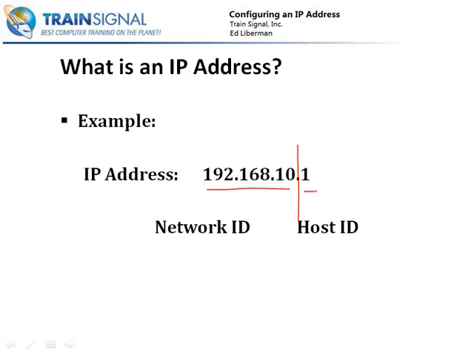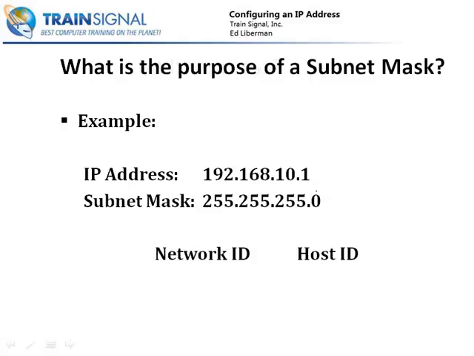There's no way to know for sure until you add another component to the IP address, and that is something called the subnet mask. The purpose of the subnet mask is to determine where that line is. And a subnet mask will always begin with 255s on the left and will always end with zeros on the right. And the reason why is because the 255s represent the portion of the IP address which is the network ID, and the zeros represent the portion which is the host ID.